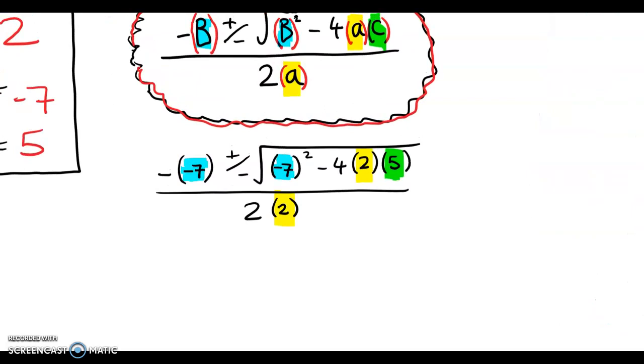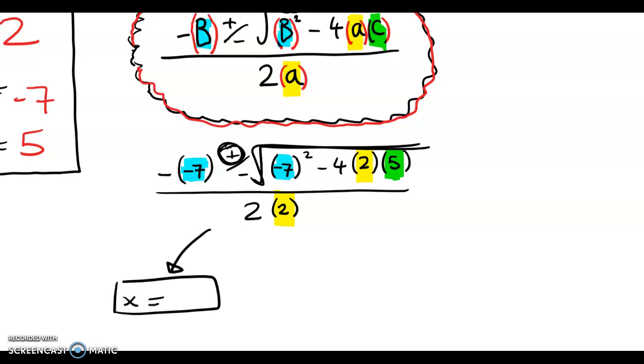But the first time I type it in, I use a plus. So I would say minus bracket minus 7 bracket plus the square root of bracket minus 7 square, etc., etc. I type it in using the plus, and I get an answer. So I get x is equal to, and whatever my answer may be. Now in this case, the answer comes out as 1.